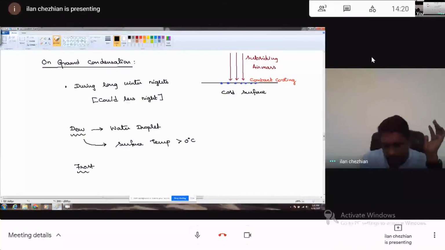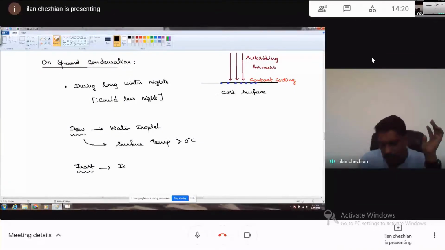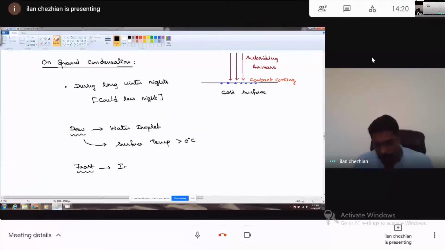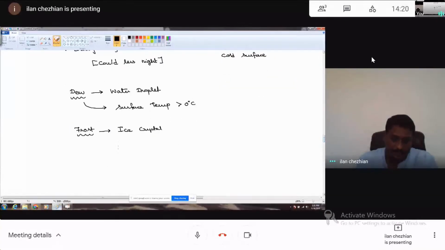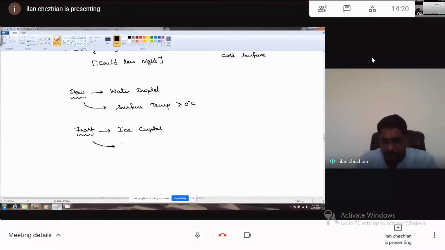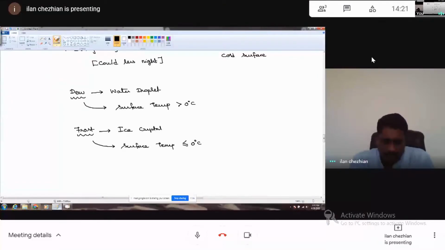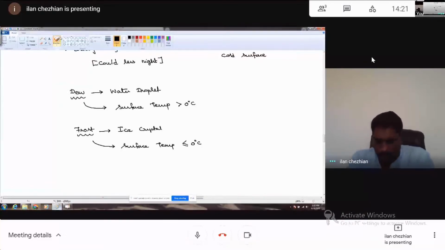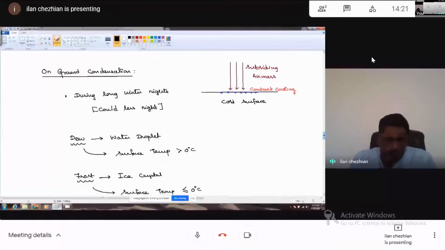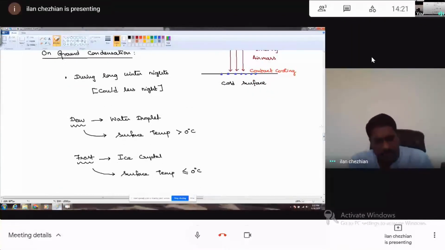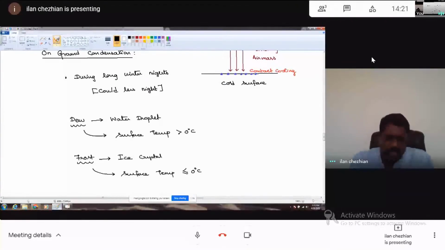On the other hand, frost is nothing but ice crystal. On what occasion will ice crystals be formed? When surface temperature is less than or equal to 0 degrees centigrade, this ice crystal will be formed. That's it. So, on what occasion will dewdrops be formed and on what occasion will frost be formed? Somewhere we have an idea.